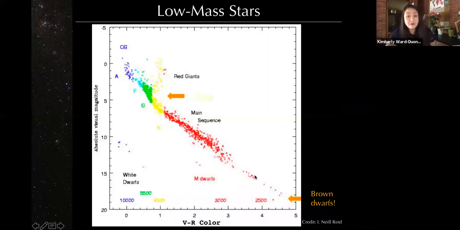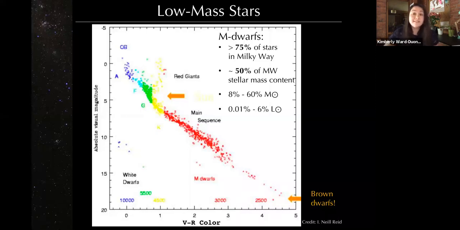If you go to even lower masses, you start to turn off a little bit here at the reddest colors and no longer stably fuse hydrogen, and enter a regime we know as the brown dwarfs, which are less than 8% of the sun's mass. M-dwarfs, as visualized in the cartoon that we just saw, are over 75% of stars by number in the Milky Way. That means they make up over 50% of the stellar mass content of our galaxy.